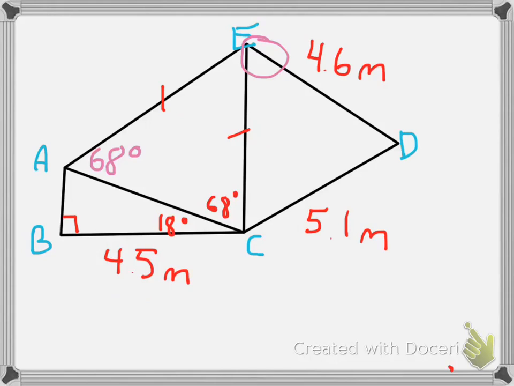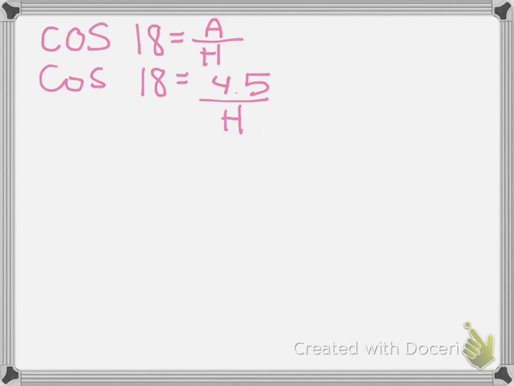So what we can do then is find the cosine of it, because we have the adjacent and we're looking for the hypotenuse, so we're going to use cosine. This is how you would set it up, and in order to get the hypotenuse by itself, you have to multiply both sides by h. And these cancel each other out.